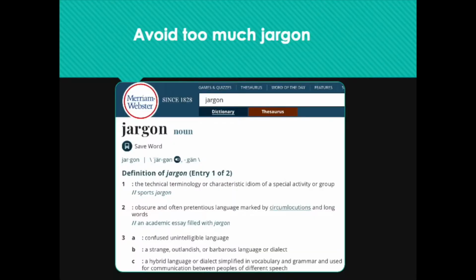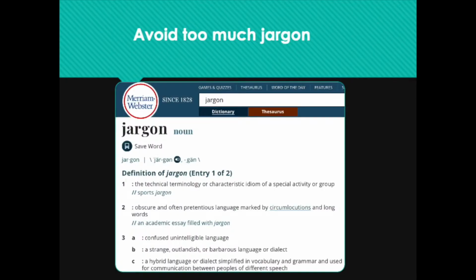The next item on our list is to avoid too much jargon. So I don't say never use any jargon, but I'm saying avoid too much jargon. So what is jargon? Jargon is defined by the Merriam-Webster dictionary, as you see here. Definition number 1, the technical terminology or characteristic idiom of a special activity or group. Number 2, obscure and often pretentious language marked by circumlocutions and long words. And number 3 is confused, unintelligible language. So I think all 3 of those definitions apply to what I'm talking about when I say jargon.